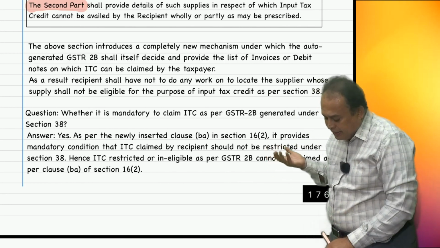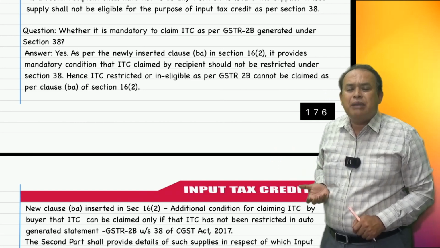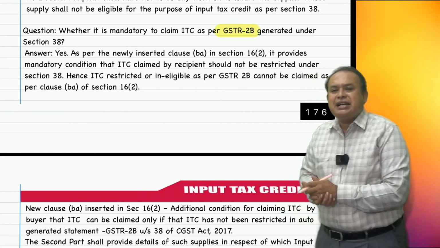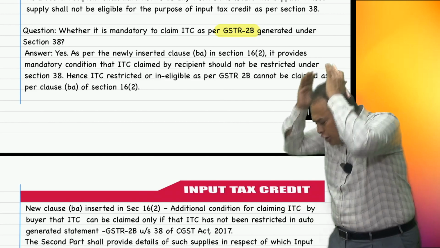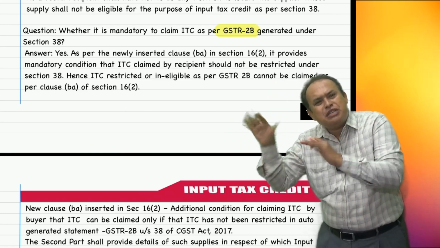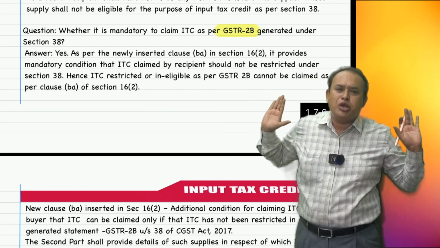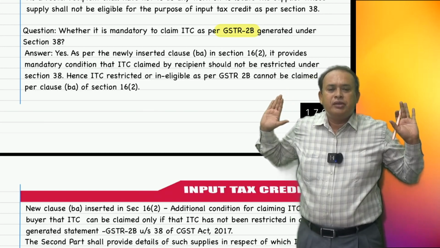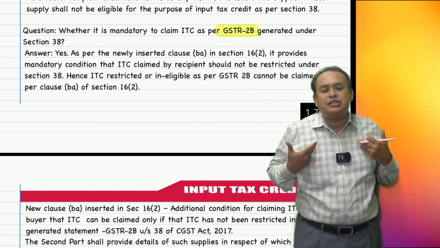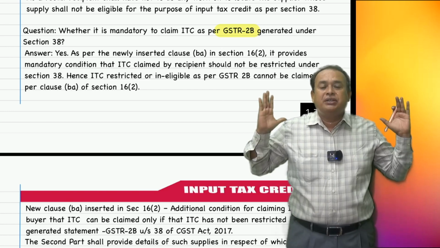Here a question I am asking: is it mandatory to claim ITC as per GSTR 2B generated under section 38? Absolutely mandatory. Meaning thereby, GSTR 2A has vanished. Only 2B, from 1st October 2022, is an amendment. A recipient taxpayer who wants to avail the input tax credit can do so only as per GSTR 2B, and that too Part 1 of the GSTR 2B. The credit can only be availed and utilized from that.